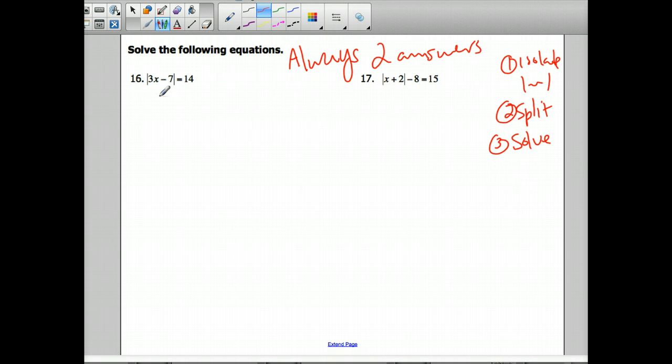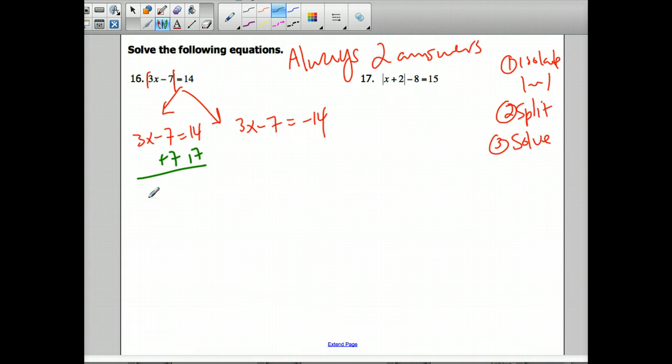So this is already isolated. We have absolute value by itself over here. When you split it, there's no longer an absolute value. So I'm going to split this into two equations, and I no longer have the absolute value bars at all. So it's 3x minus 7 equals 14. Just rewrite it. And then 3x minus 7 equals the negative of this side, so negative 14. Now I solve each of these independently and get two answers.